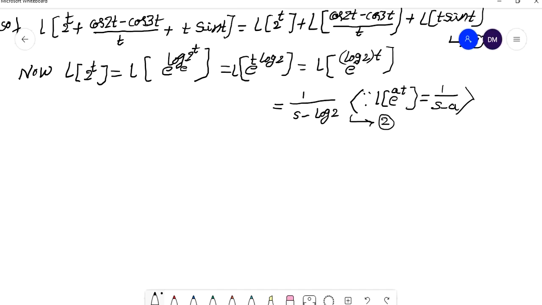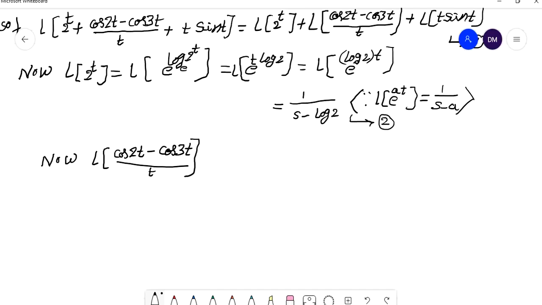Now, what is the second part? In the second part we have to find L of (cos 2t minus cos 3t) by t. This is in the form of L of f of t by t, so we have to use the division by t property. Before using it, first we have to find L of f of t, which here is L of cos 2t minus cos 3t.